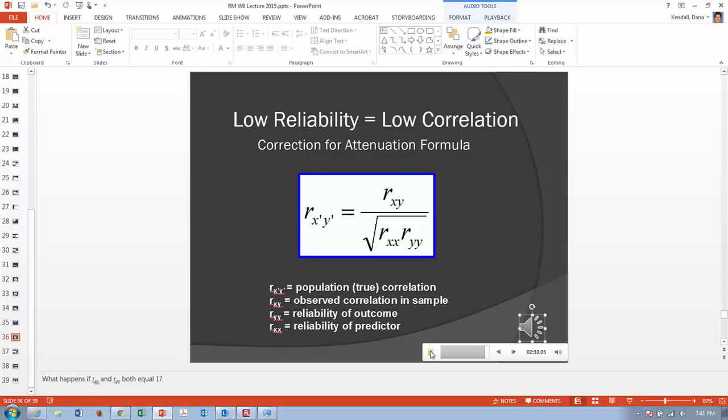So again, whenever we have reliability estimates that are below 1, we can expect that our observed correlation will be attenuated, which means we will have less of a likelihood of detecting an effect that is existing in the population.